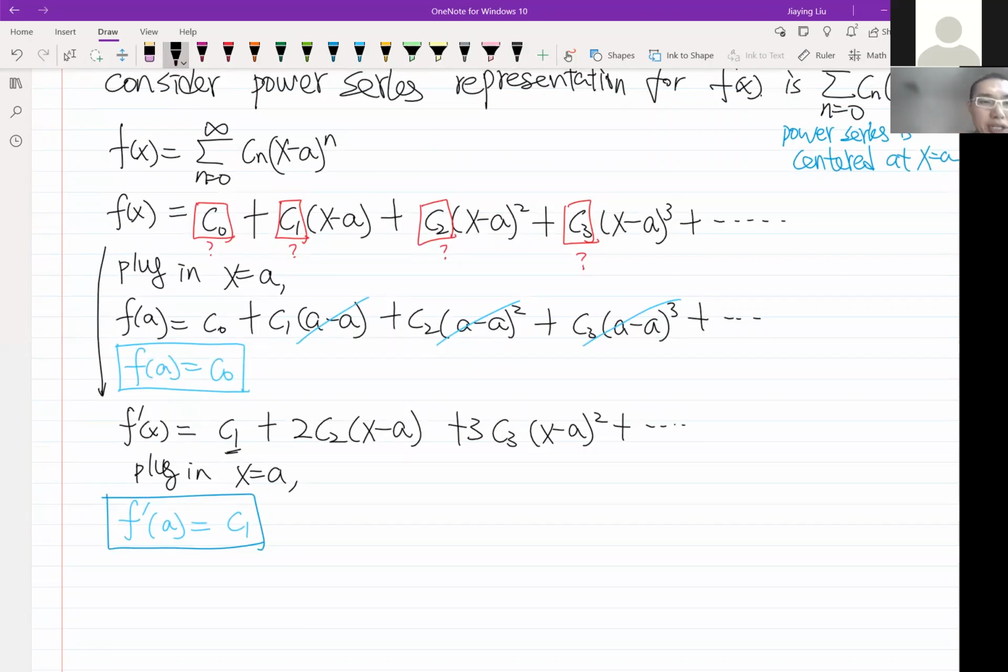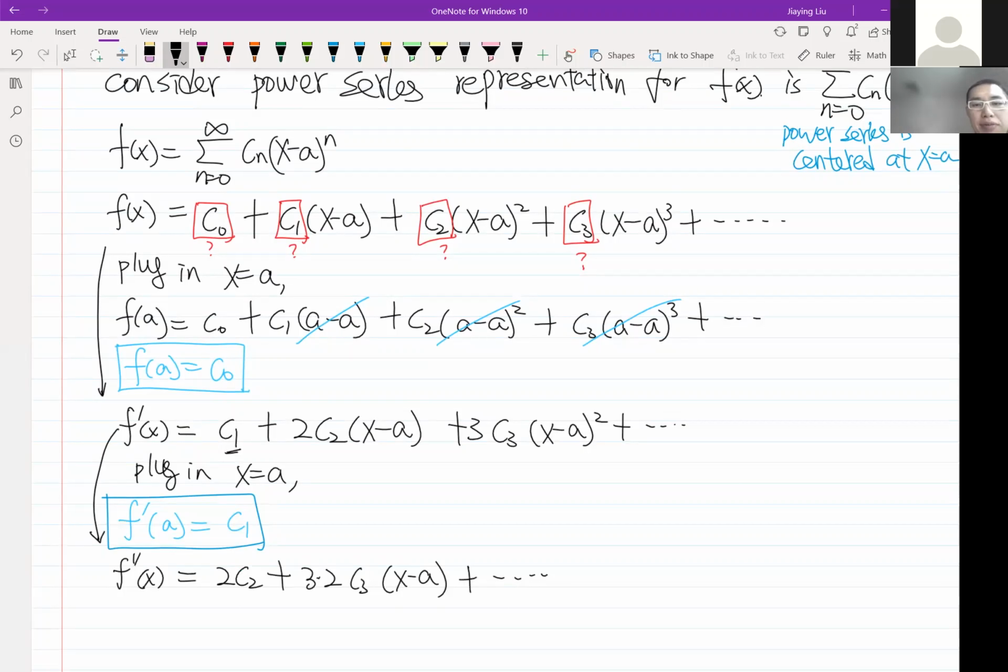What if we continue this pattern? If we take the derivative again, we get the second derivative of f(x). C1 will become 0 now when we take a derivative again, and 2C2(x minus a) will just become 2C2. And then the 3C3 term will become 3 times 2, because we have to bring the exponent in front. So that becomes 3 times 2C3(x minus a) plus the rest.